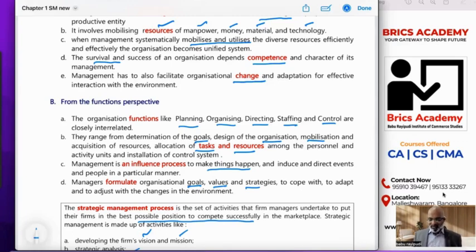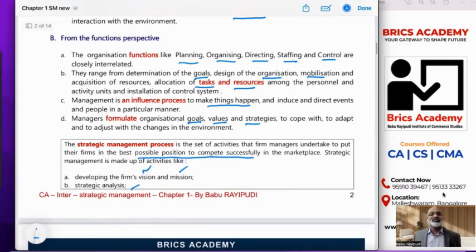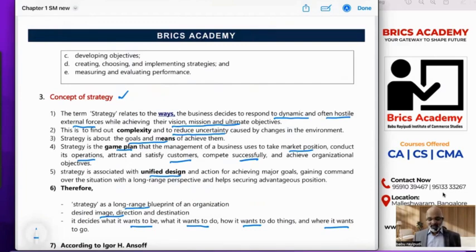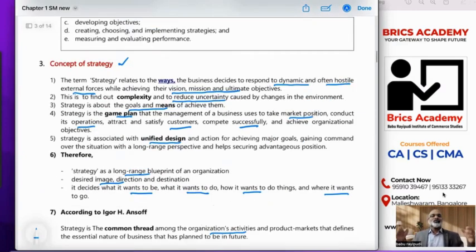Overall concept of strategy, I said it is a bunch of ways that helps you to adjust with the business environment. It helps you to find complexities and reduce uncertainty. It's a game plan to retain the customers. It's a unified design to achieve long-term objectives. Overall, it's long range. It gives a direction. It's a blueprint. It tells you what you are, what you want to do, how you want to do, where you want to go.